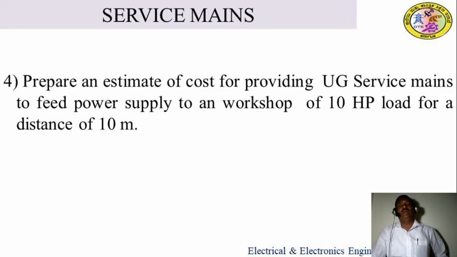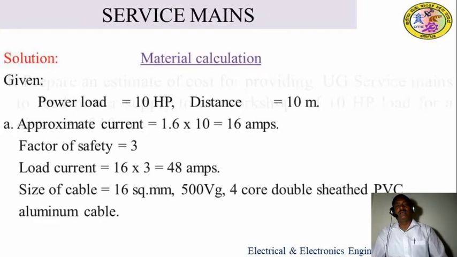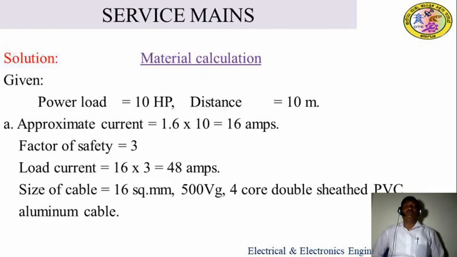And again I have taken the same span length, and here the voltage, power factor and efficiency of the machines are not mentioned. So as per the given load, we have to go to the calculation of the material. First the given data: the power load is 10 HP, and the given span distance is 10 meter.